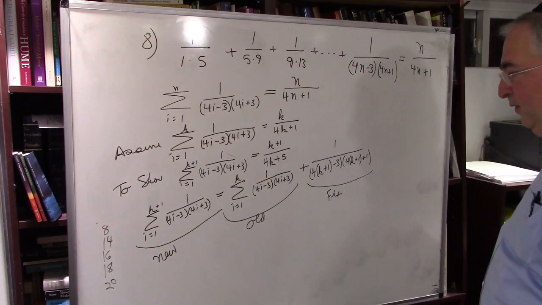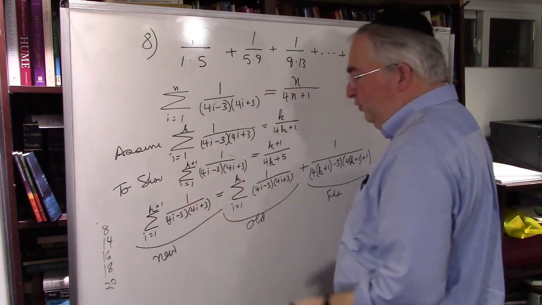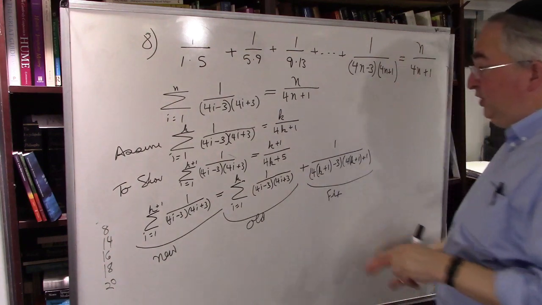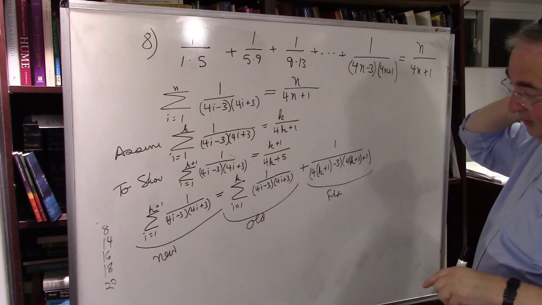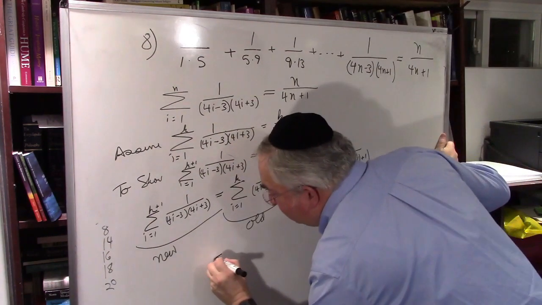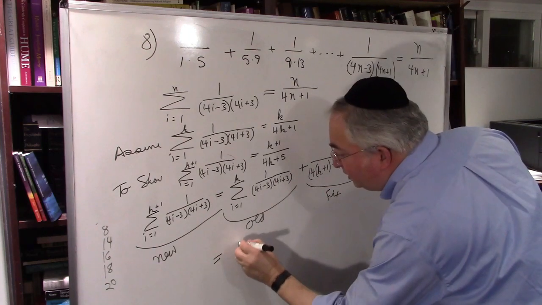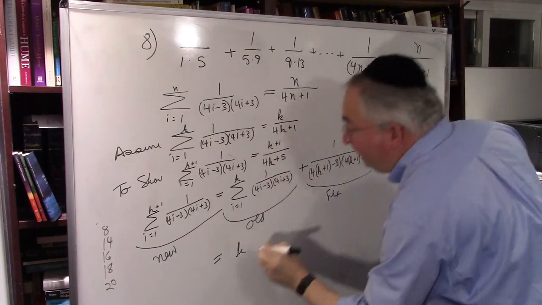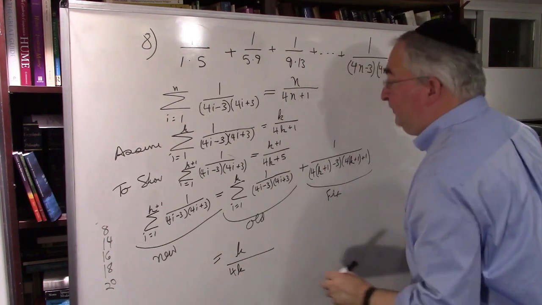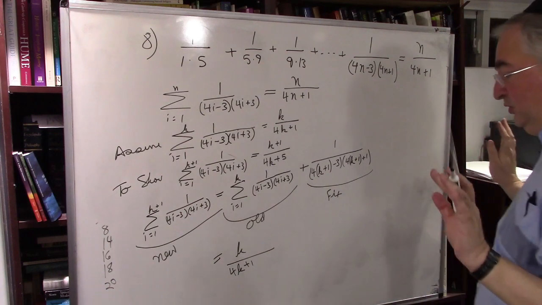Great. Now, we want to show this is true. Hold on, we'll get there. So first, let's put in our assumption. What did we assume about the old? Well, we assumed that this is equal to k over 4k plus 1. That's what we assumed.